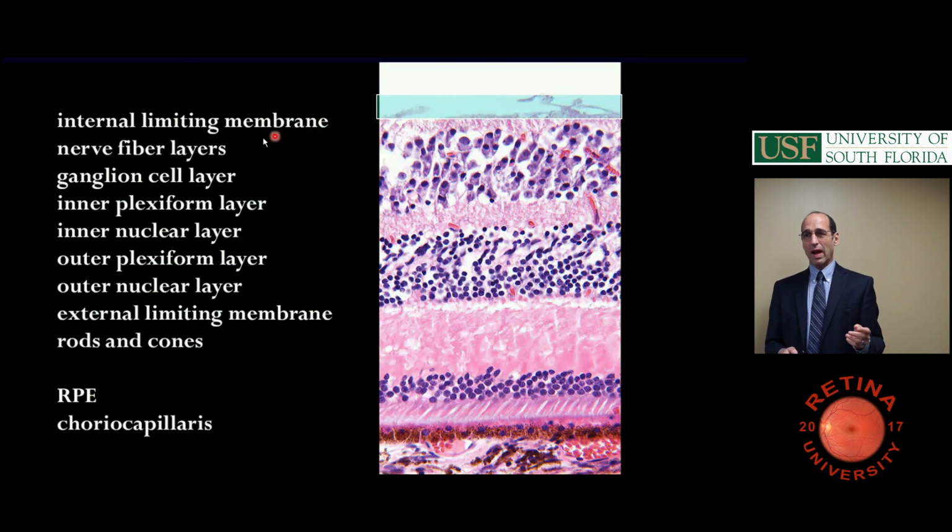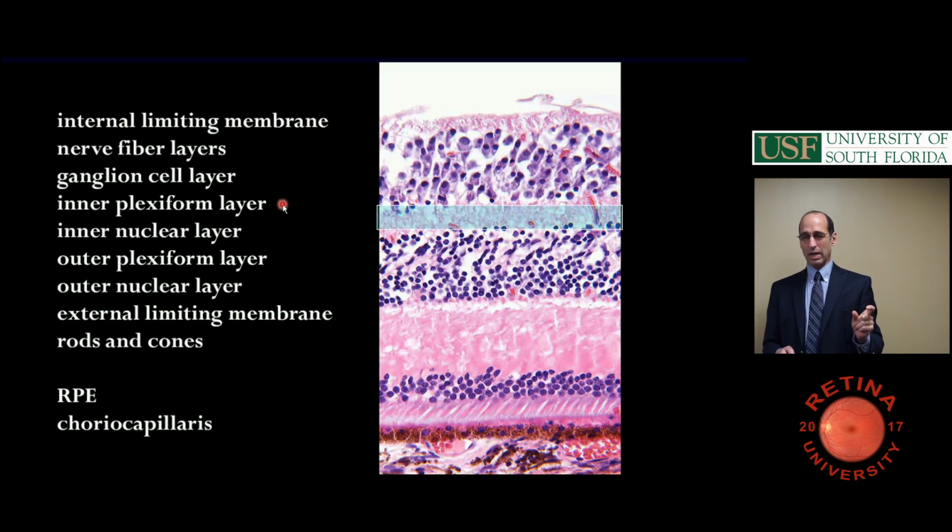The nerve fiber layer is the next layer in, and that's all of the axons from the ganglion cells, and it becomes the optic nerve. The ganglion cell layer is your first nuclear layer when you're going from the inside to the outside, and that's what gathers up all the images.